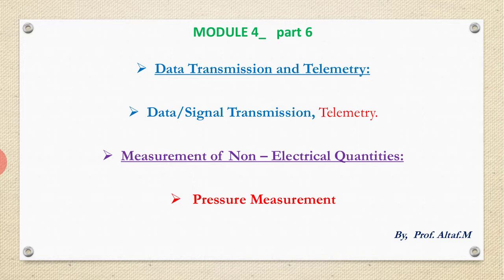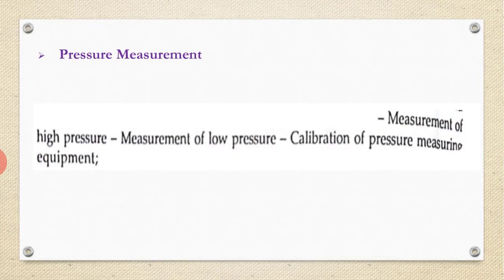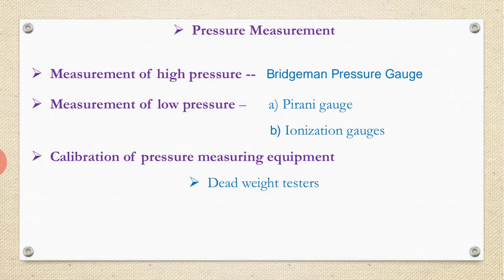In the last video lecture I discussed pressure measurements. Under that, I discussed high pressure measurement, and also the measurement of low pressure, under which I discussed the Pirani gauge. Now I am going to discuss the ionization gauges and calibration of pressure measuring equipments.